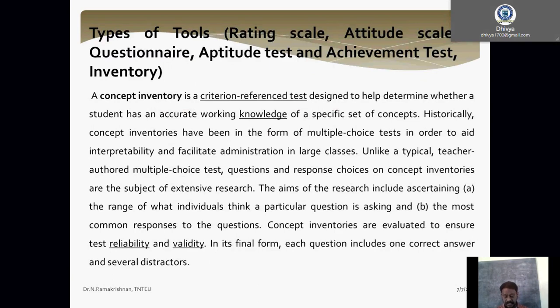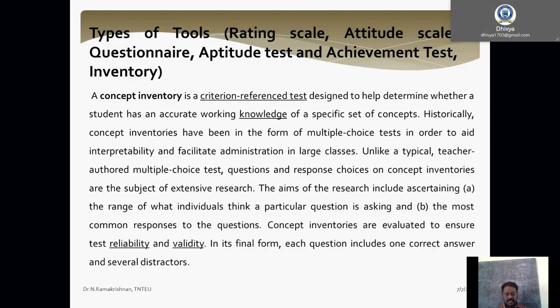I would like to explain the difference between two tests: the criterion reference test and the norm reference test. What do you mean by a criterion reference test? Before going towards a particular task, we set certain criteria, and after that particular task, these criteria have to be fulfilled.